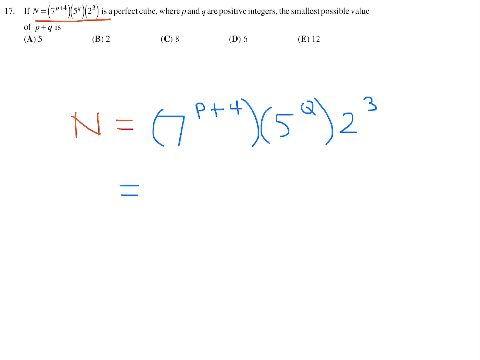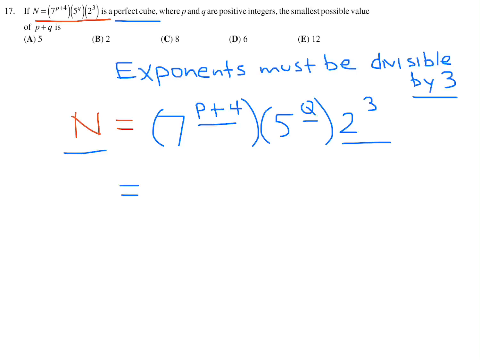Well, this 2 to the power of 3 is not really needed. I don't know why they stuck it in there, because if this is a perfect cube, we can just divide by this and get rid of it, and the result will also be a perfect cube. So what we really need to concentrate on is the p plus 4 and q. The only way this can be a perfect cube is if the exponents are divisible by 3. Okay? That's the only way you can have a perfect cube.